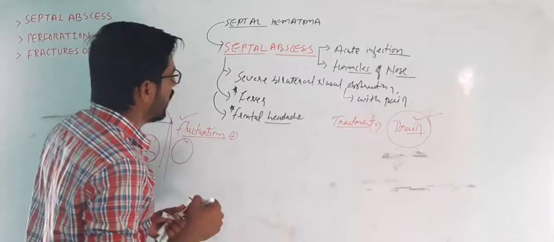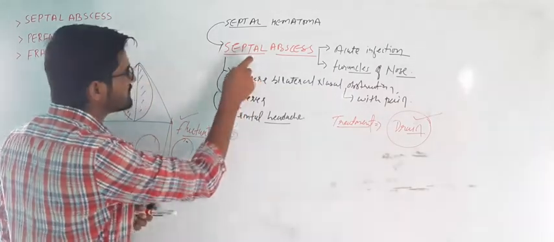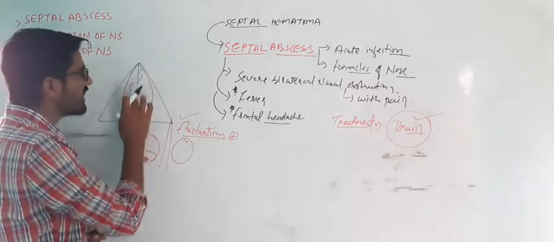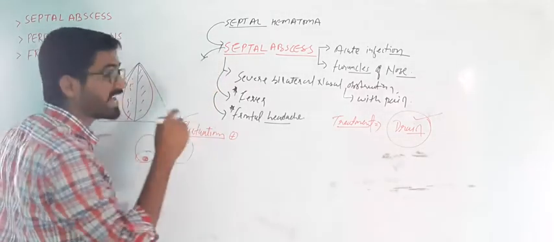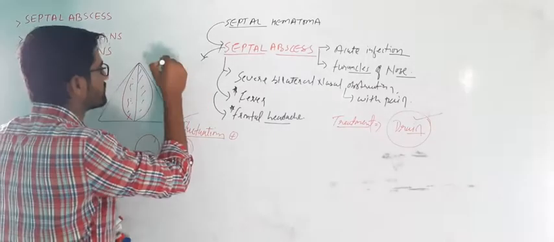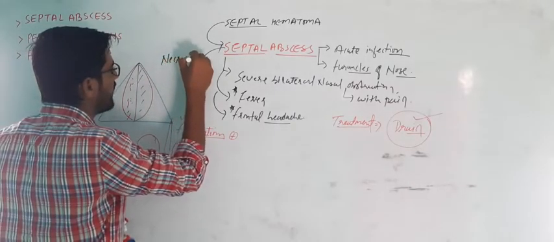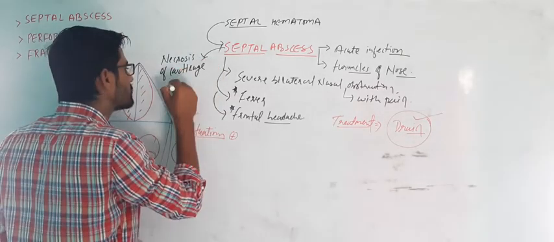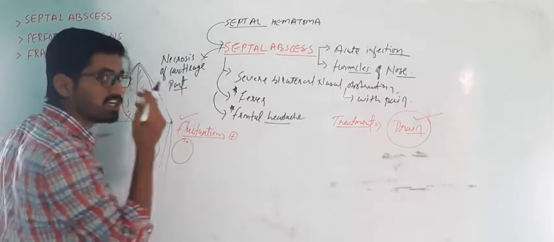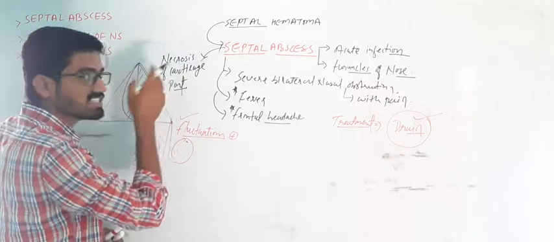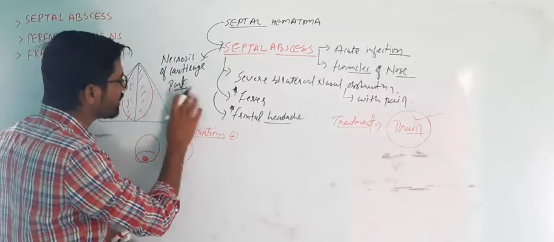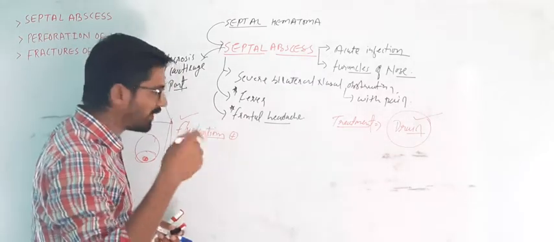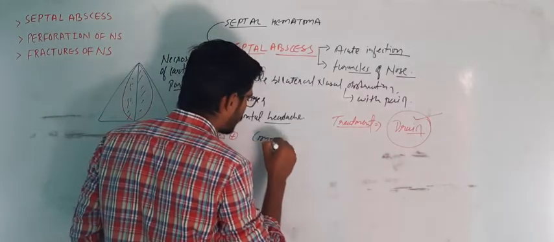What actually happens in the septal abscess condition? This is the cartilage part, and there is necrosis of the cartilage of the nasal septum. If there is necrosis, what are the complications? Before going on to the treatment, I would like to mention some complications. Can you tell me the complications?